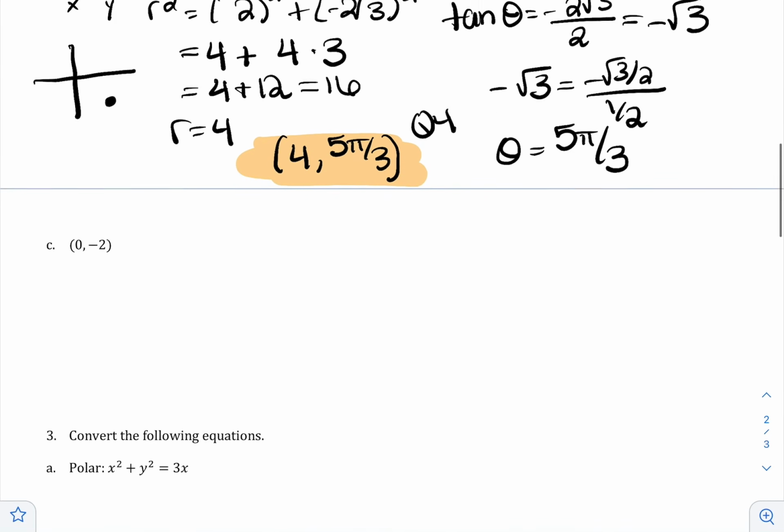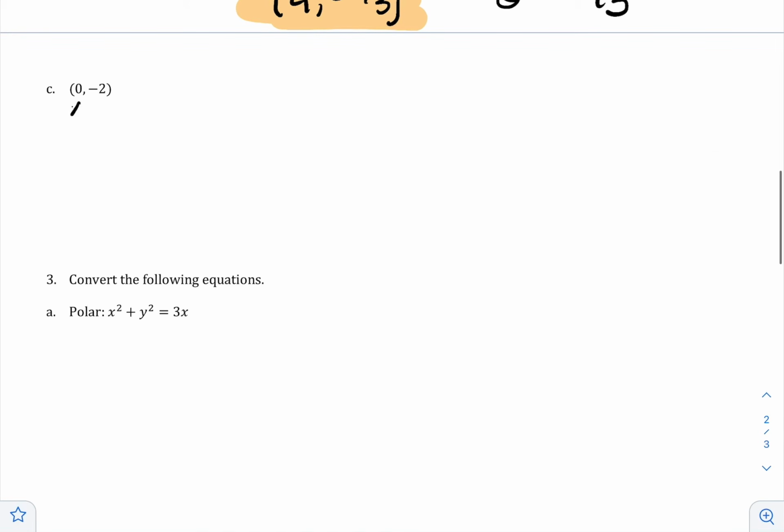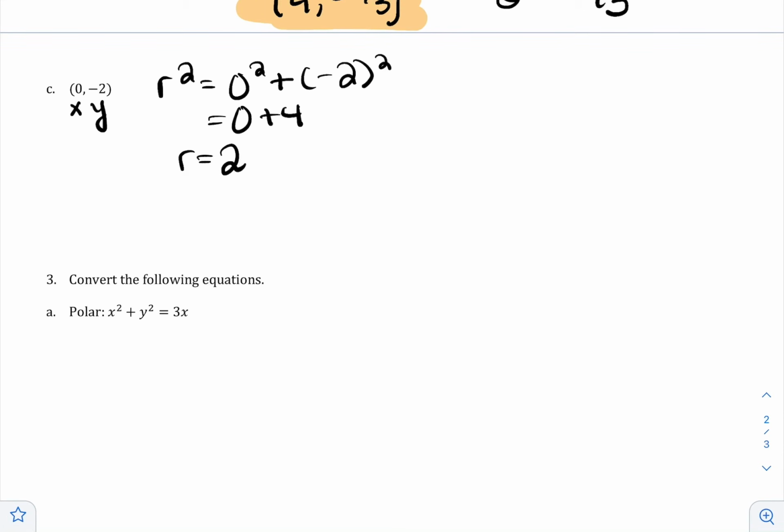One more. This is x, this is y. R squared is equal to 0 squared plus -2 squared. This is 0 plus 4, which means that r is 2. Then I have the tangent of theta is equal to -2 over 0. Well, this is bad, and this is why I want to give an example of this.